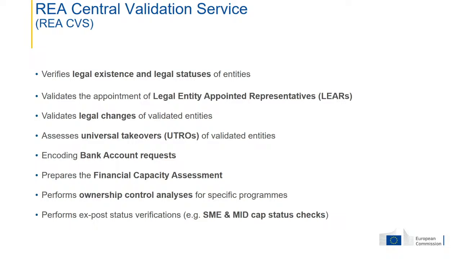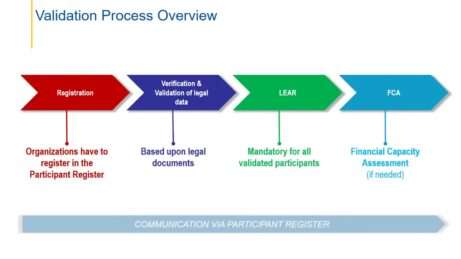Now we can go on to the next slide, where you see in this metro line the validation process overview. Although you see that they are put one step after the other, keep in mind that the process starts with the registration, where you need, as an organization, to register and obtain a PIC number in the participant register. But once we receive a request for validation from the operational unit managing the call you are participating in, the validation process starts, and actually the validation, LEAR appointment, and if needed, the financial capacity assessment are happening simultaneously. So although you see them one after the other, as soon as we receive the necessary legal documents, we start performing the assessment. The LEAR appointment, please note, is mandatory for every participant, and the financial capacity assessment is obviously done when it is needed.